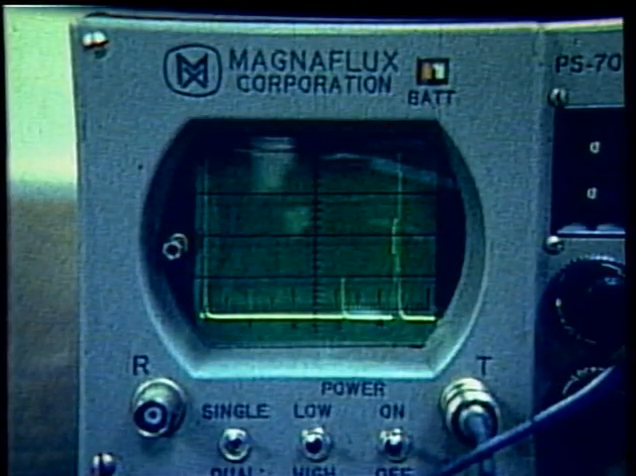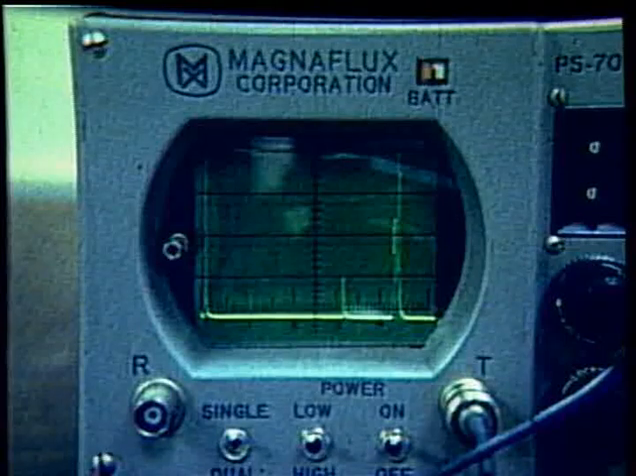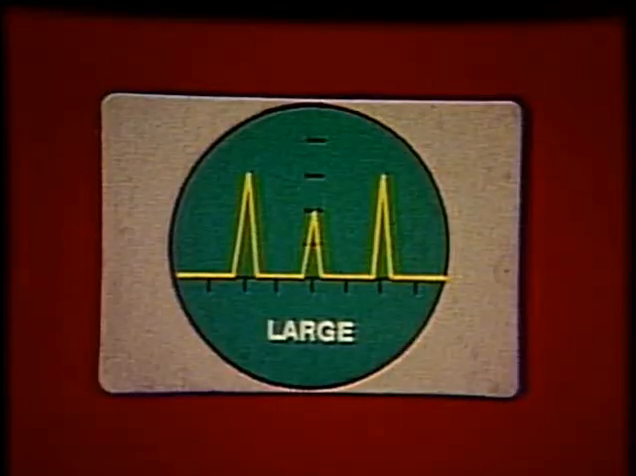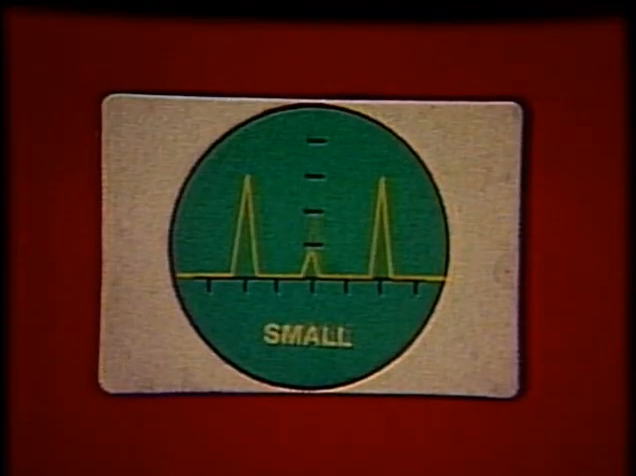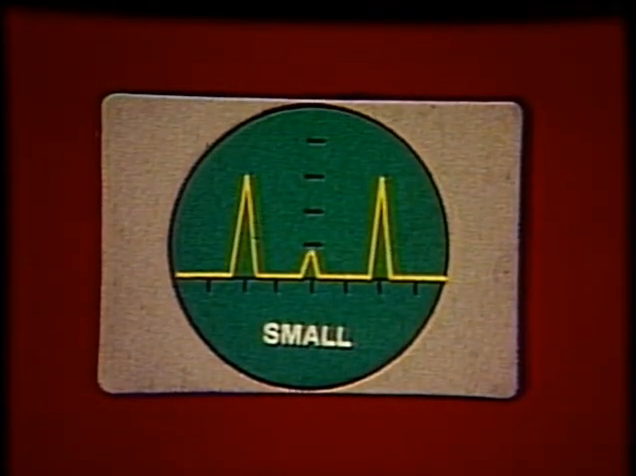The height or amplitude of the pip will give some indication as to the size of the flaw. The higher the pip, the larger the reflected area of the flaw. Observe the difference between a large hole and a small hole at the same depth.